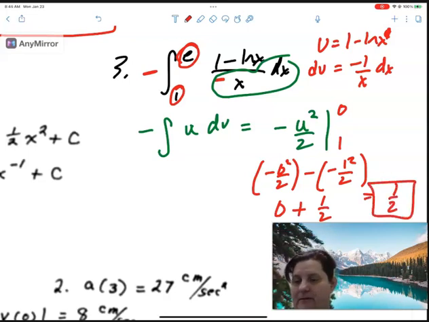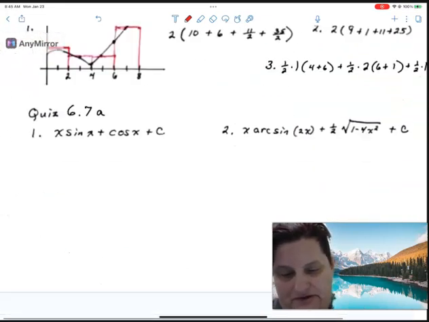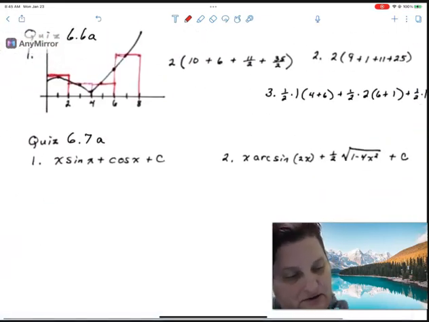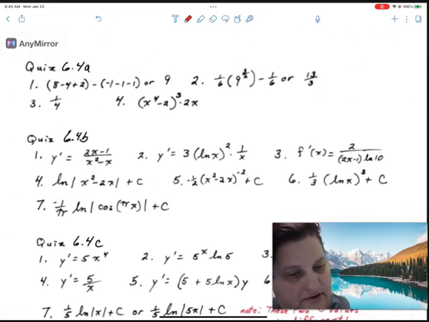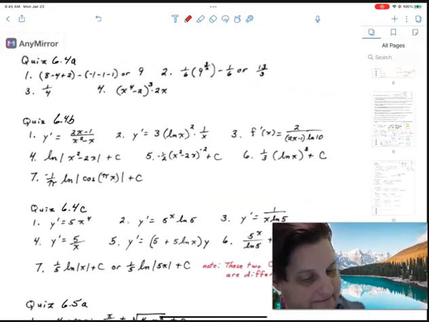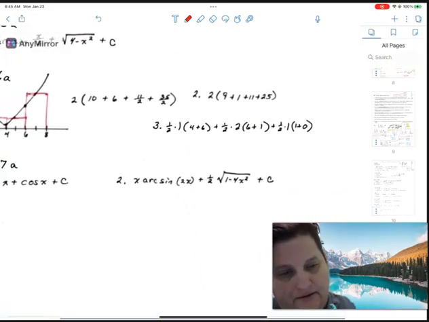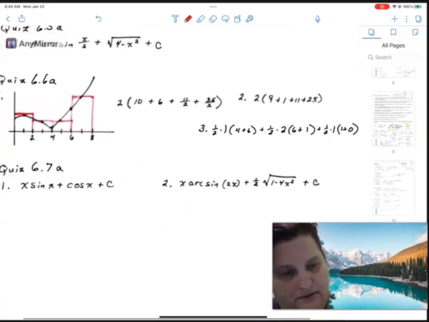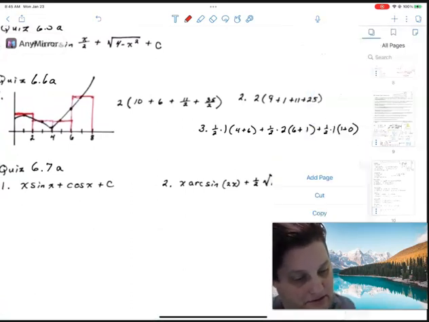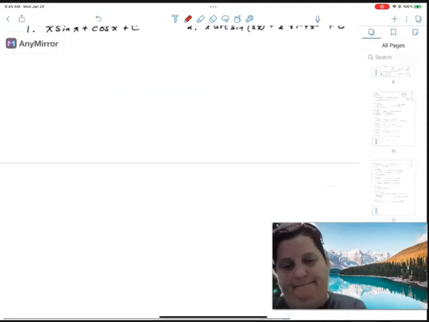All right. Perfect. Okay. Couple more problems from 6.8. Let's add another page down here. Here we go. How do I add a page? Add a page. Okay.